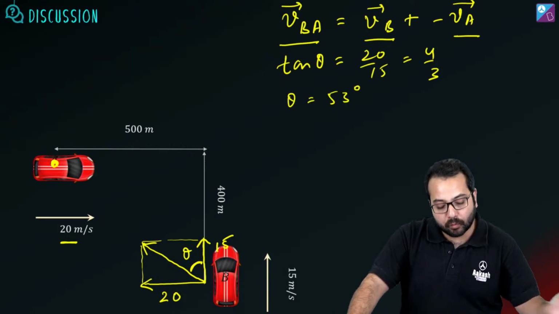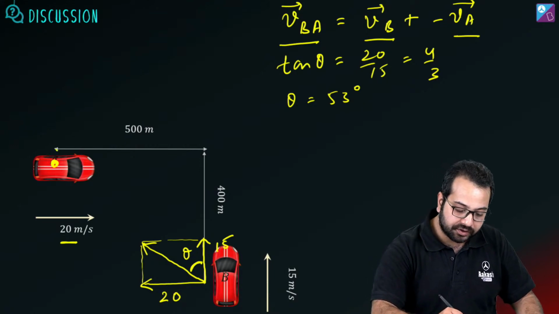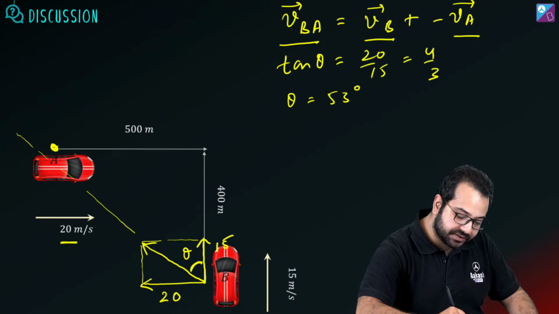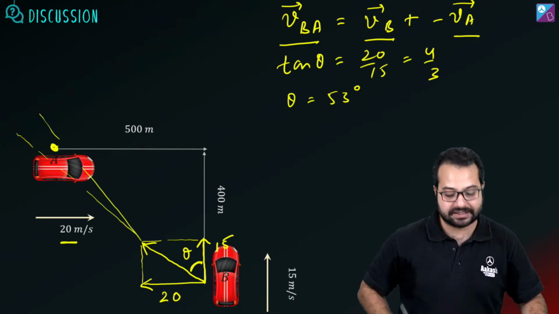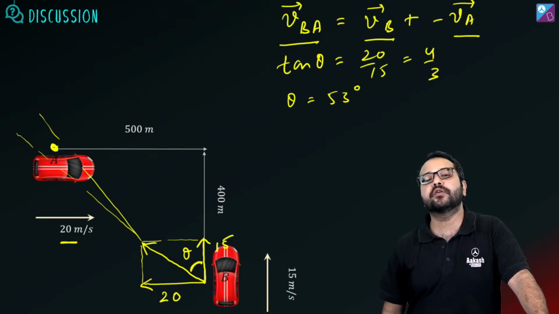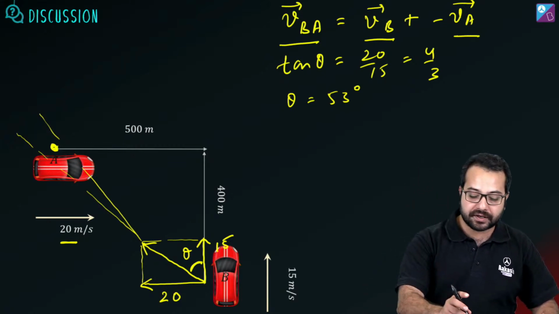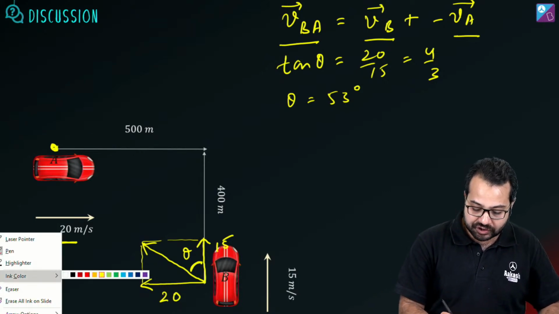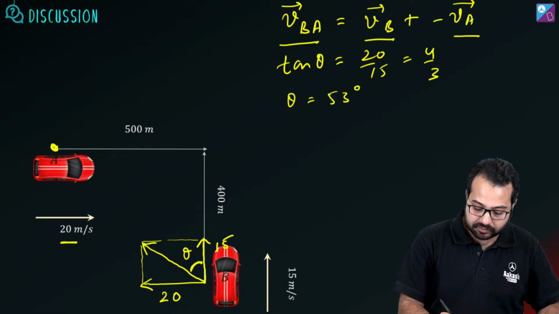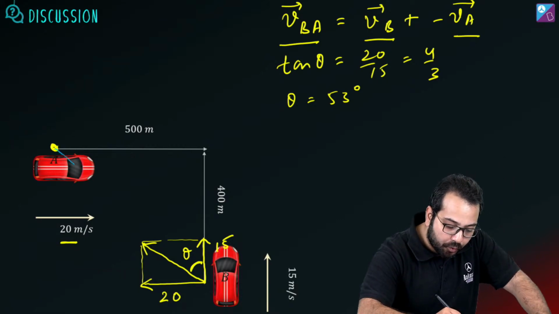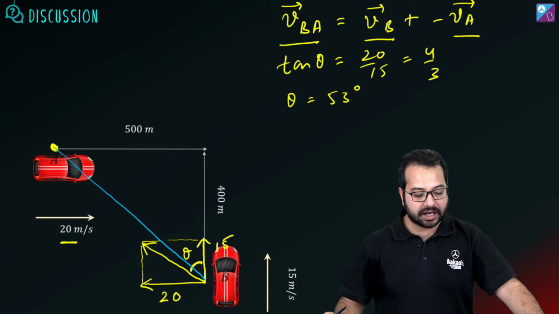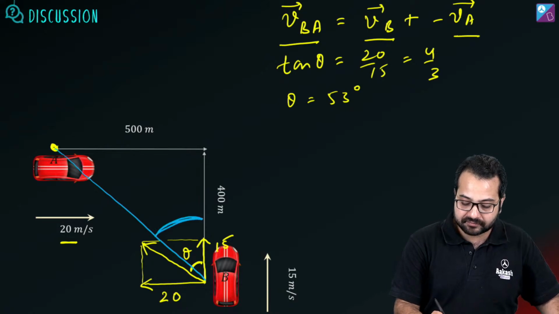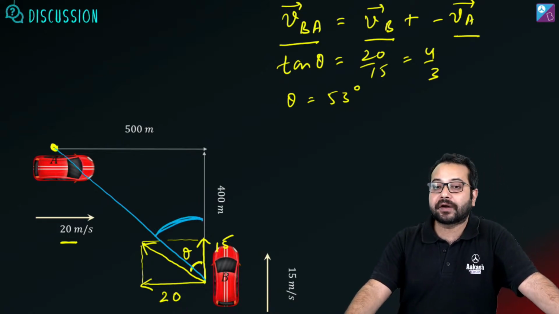Now what we also need to figure out is, this is the position of car A. Whether this velocity is going to go like this or whether it is going to go like this, that is something we need to figure out. And how are we going to figure it out? If we are able to find this angle. So I'm going to change the color of the pen and join these 2 points. I have joined these 2 points and I want to find out this angle.